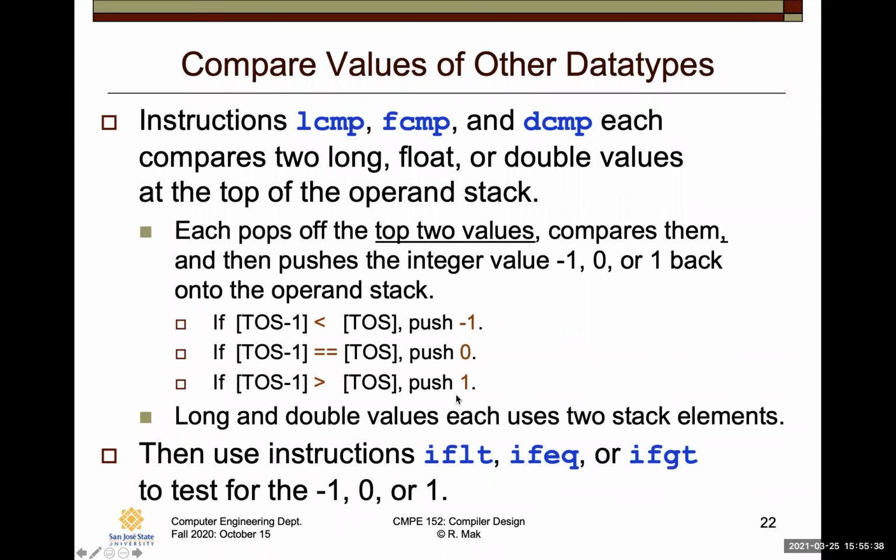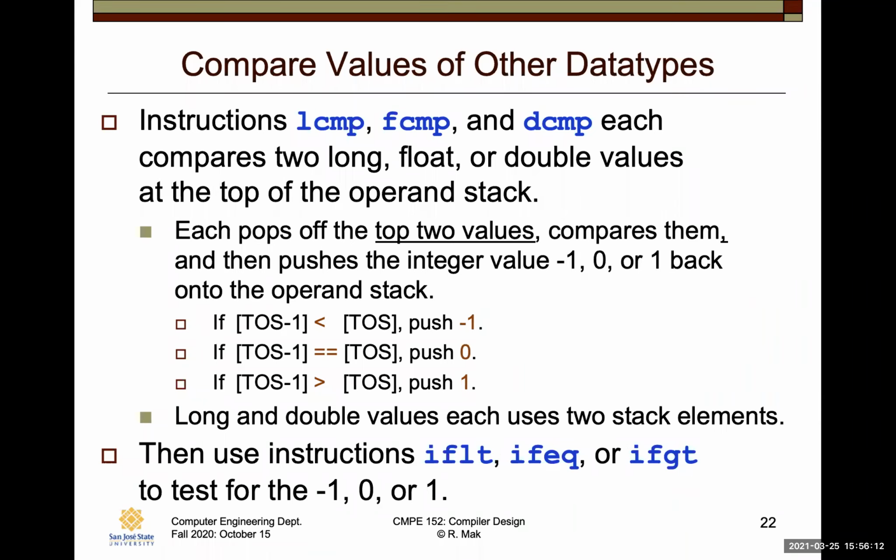So if you want to do a branch, then you follow the compare instruction with one of these, and you branch on whether what's on top of the stack is less than 0, equal to 0, or greater than 0. So if you're comparing longs, floats, and doubles, and you want to do a compare and branch, it takes 2 instructions. The first instruction compares and leaves either -1, 0, or 1 on top of the stack, and then you follow that with one of these 3 instructions that pops off the top value and compares it to 0.